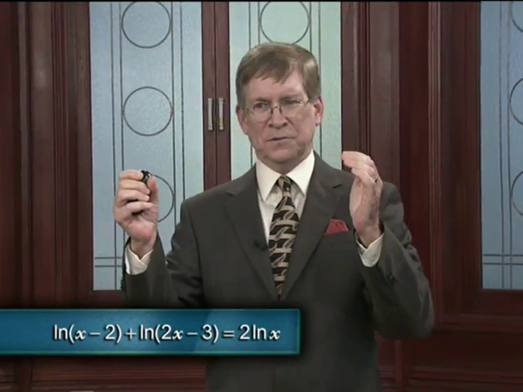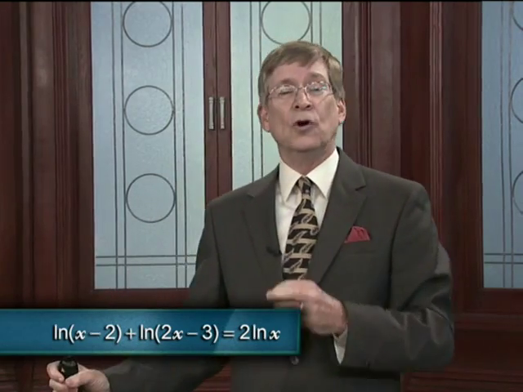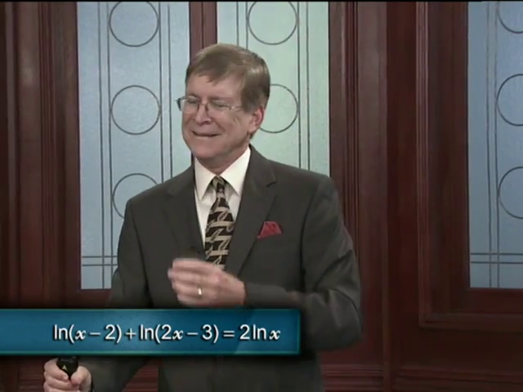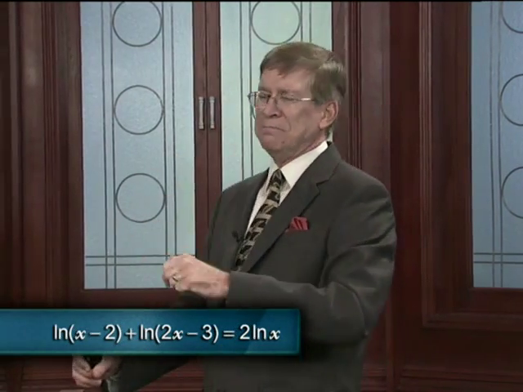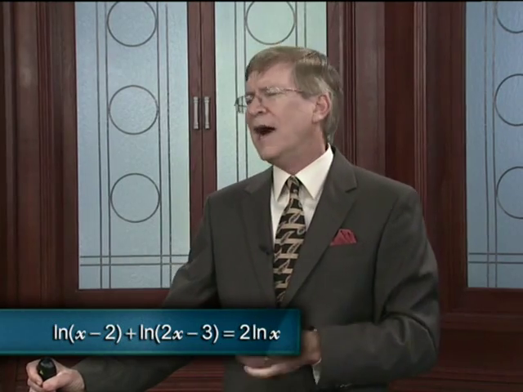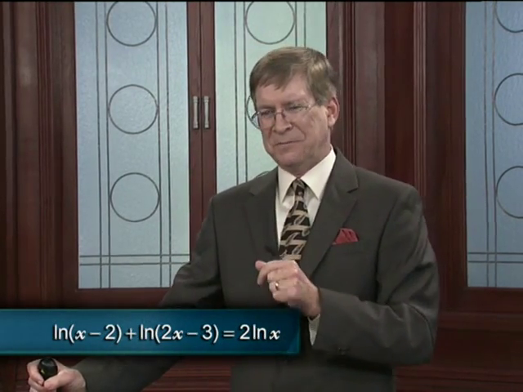Log of the quantity x minus 2 plus log of 2x minus 3 equals 2 log x. And I'm using the natural logarithm here. Okay. At first glance, panic sets in. How am I going to attack this equation? How am I going to find x? Well, let me show you some tricks.